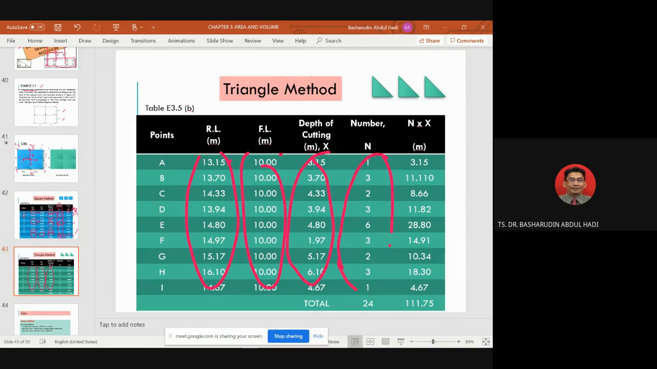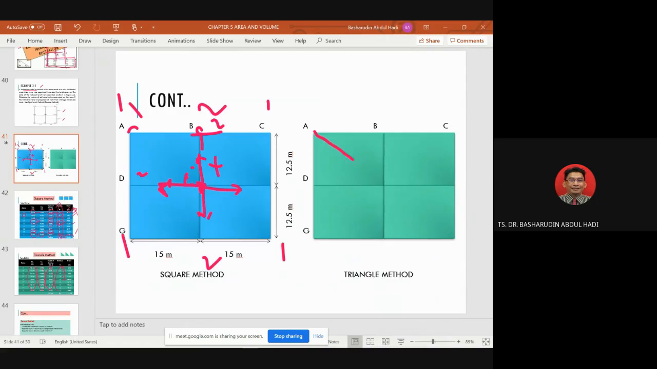If we consider A as 1 for the triangle method, B, which for the square method is 2, here we consider 3. And then C, we consider 2. D, we consider 3. E, last time we considered 4, now we consider 6. This is what we call the triangle, because you have this line. Last time we called it 4, now it's 6 because of this line.